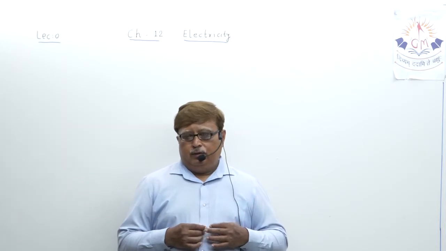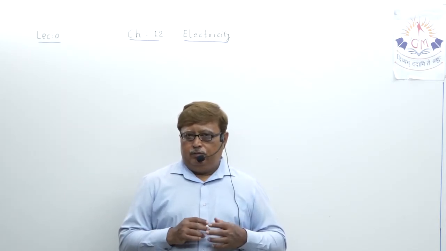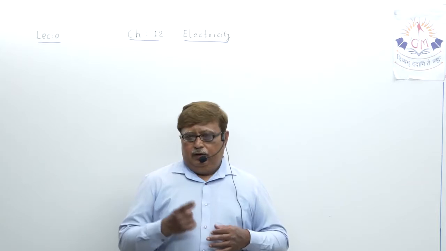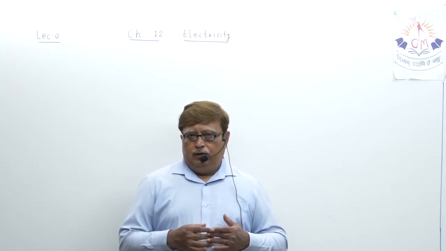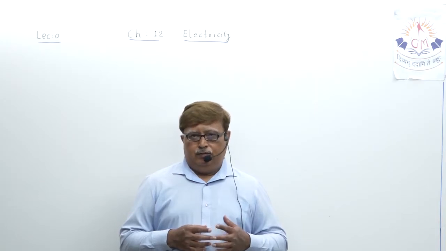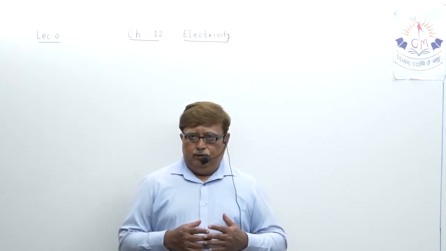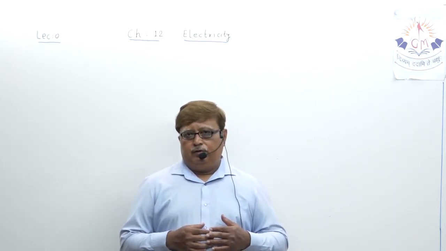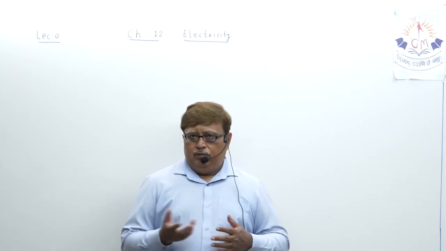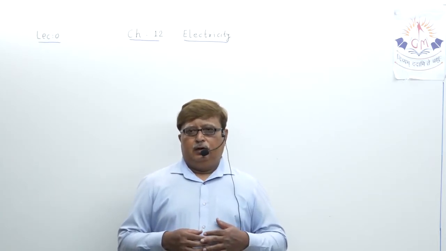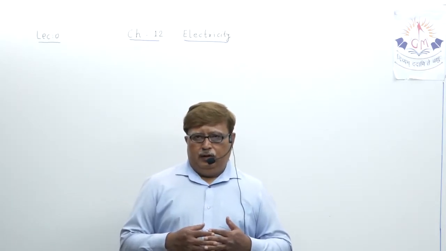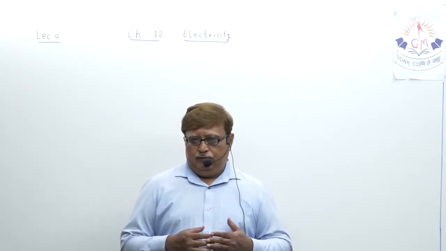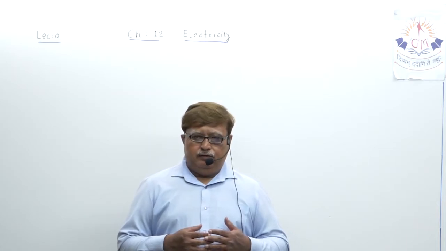Today, in our lecture number 3, as you know, I wrote one abbreviated form in lecture number 2, VIR. V means electric potential and potential difference. I means electric current. And third, that is R, resistance.